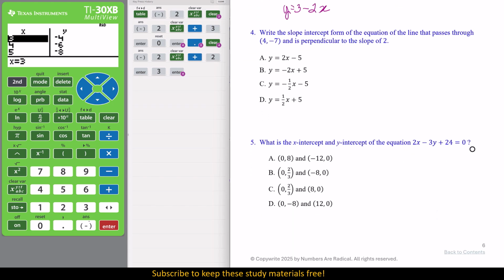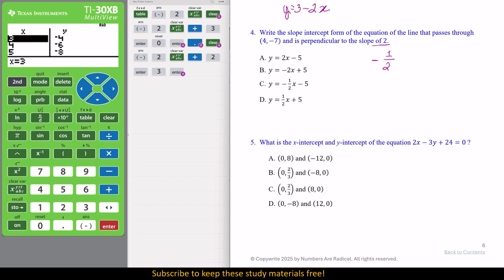Okay. All right. It says write the slope intercept form of the equation of the line that passes through 4, -7 and is perpendicular to the slope of 2. Okay. So the definition of a perpendicular line of this given slope is the opposite sign, so that'd be negative, and the reciprocal, which is 1/2.